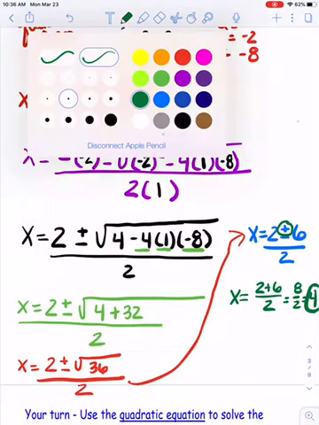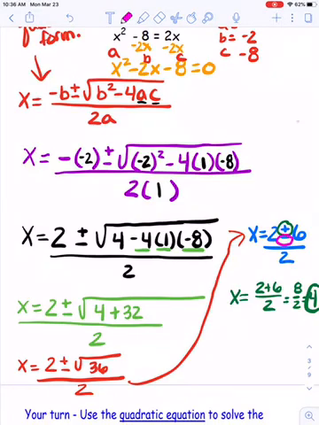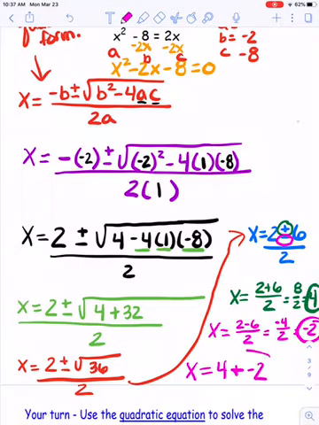Now I gotta go back and think, well, what if I subtract now? So I'd have x is equal to, instead of 2 plus 6, 2 minus 6 divided by 2. Again, I gotta simplify the numerator first. So I get negative 4 over 2, which is negative 2. So my solutions are x equals 4 and negative 2. Those are my 2 solutions, 4 and negative 2.